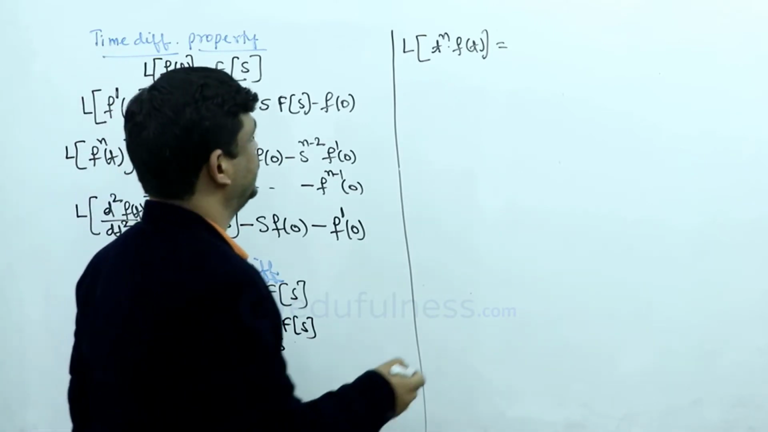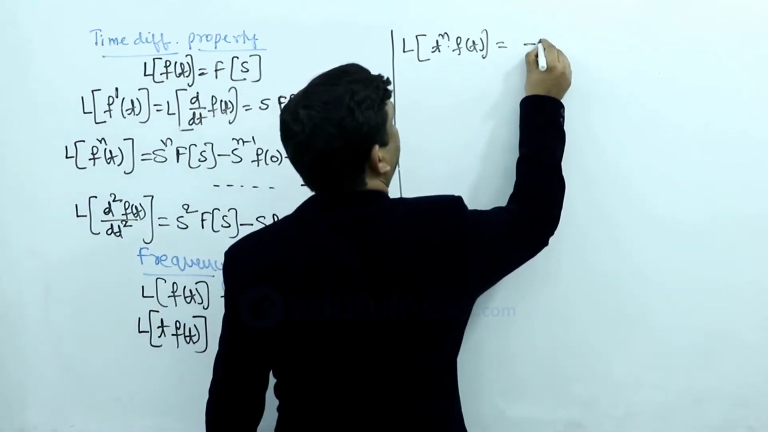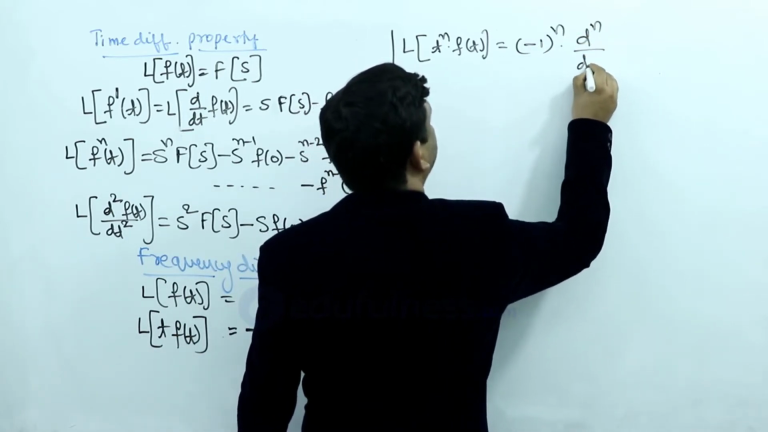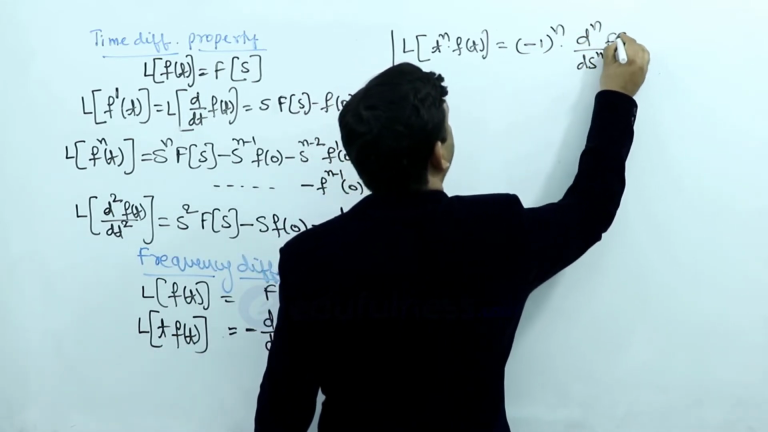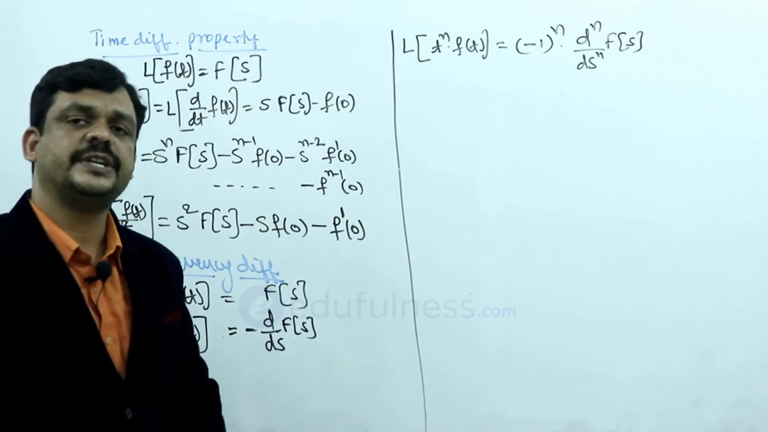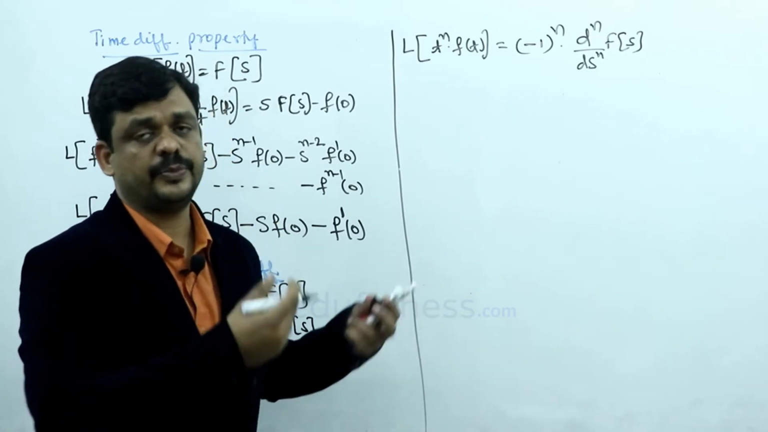N times it multiplies. Then this side it becomes like this, minus 1 whole to the power of n into n times differentiation of F of s. Okay, this is the standard statement of frequency differentiation property. Now we have to prove this one.